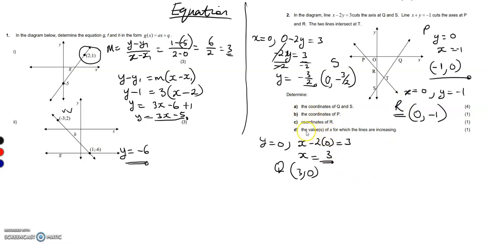Now, determine the values of x for which the lines are increasing. Here, x is an element of the real numbers. So when I talk of increasing, I mean positive gradient. That's what you must know. When I'm talking of parabolas, then we look at what are called increasing and decreasing functions.